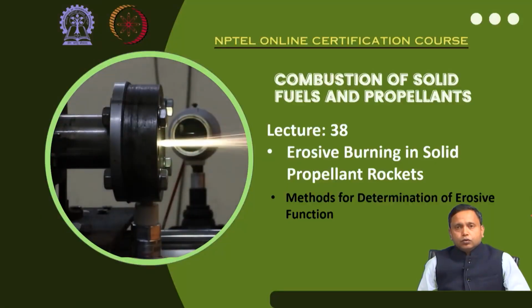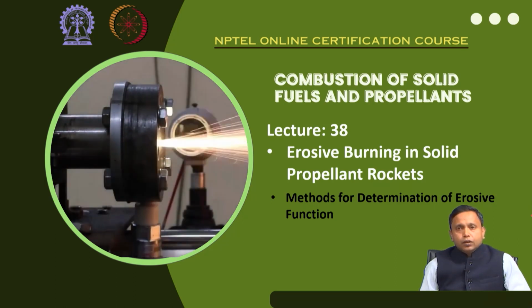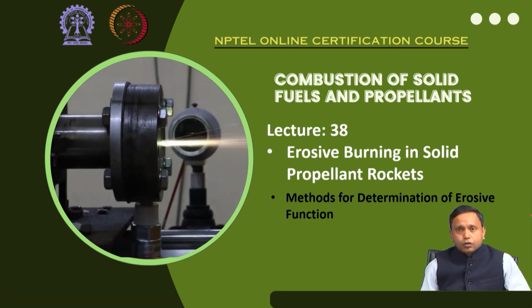Hello everyone. So, we are continuing our discussion on erosive burning in solid propellant rockets. In the previous lecture, we had briefly discussed why erosive burning happens, and we tried to relate it with our understanding of burning mechanisms for double base propellant and composite propellants. We have seen that in both double base and composite propellant, it is inherent that the high pressure, high temperature combustion gases flow on the propellant surface, and that causes a change in the burning rate of the propellant.